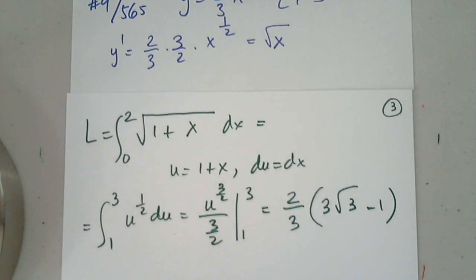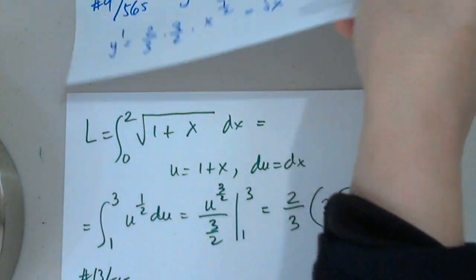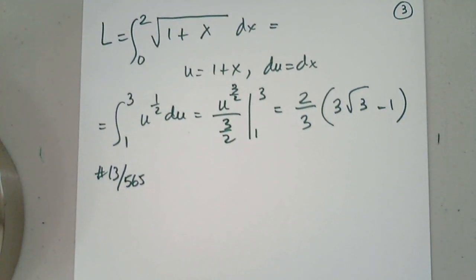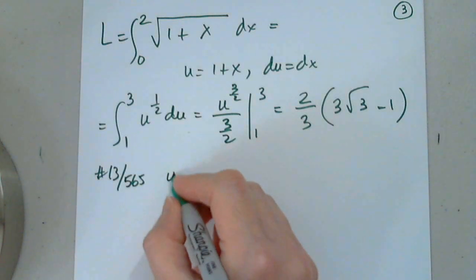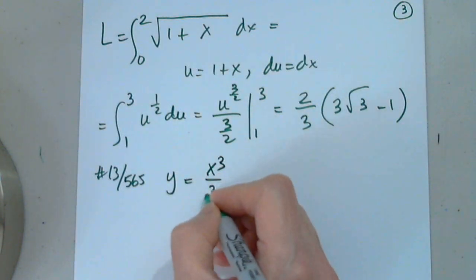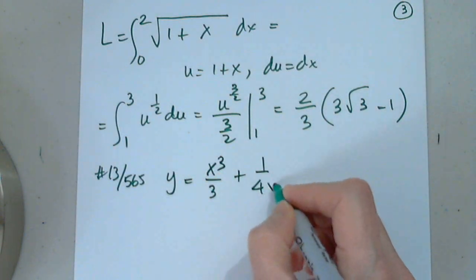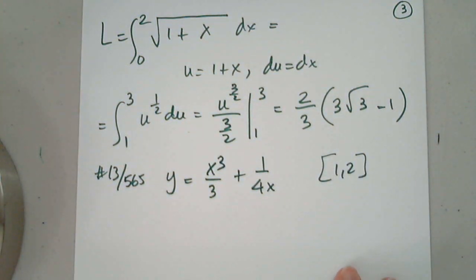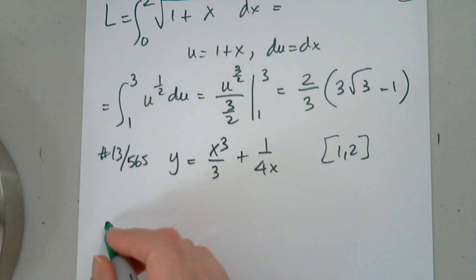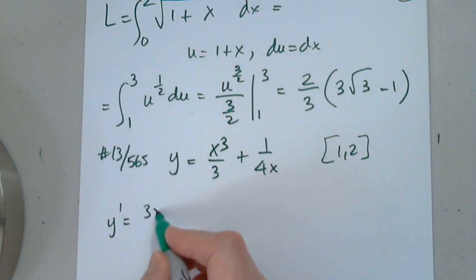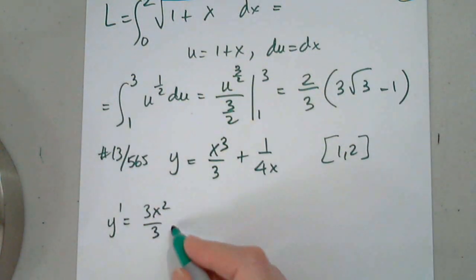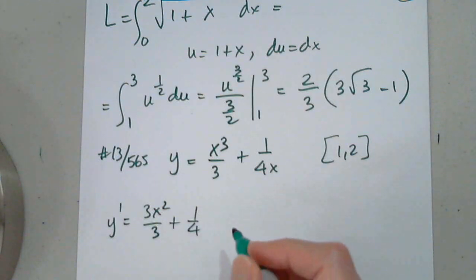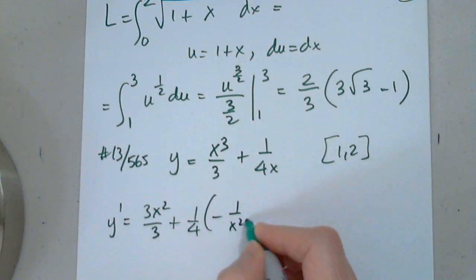Okay, moving on to problem 13 on the same page, 565. This time we're given y equals x to the 3rd over 3 plus 1 over 4x. The given interval is 1, 2. So let's do the prep first. Y prime is 3x squared over 3 plus 1/4 times negative 1 over x squared.